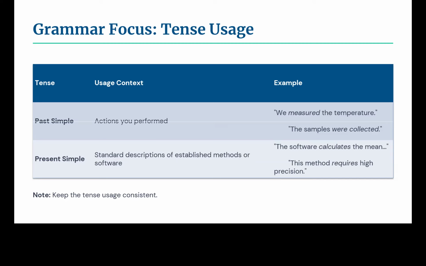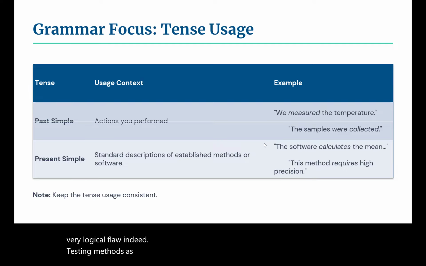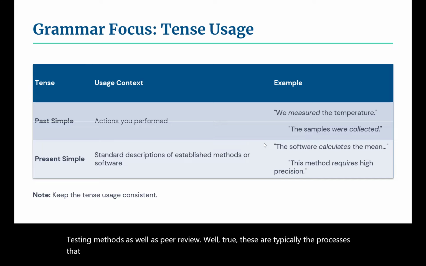Language engineering, empirical thinking, and interpretation are also important for very logical flow. Indeed, testing methods as well as peer review. Well, true, these are typically the processes that can make your method section precisely articulated. Thank you, Mahesh.